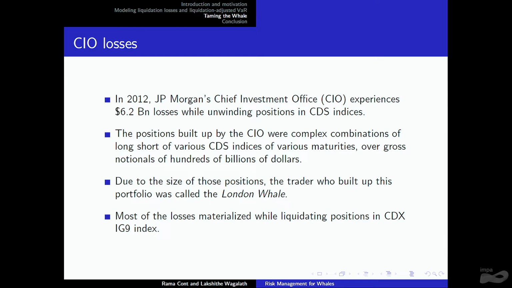So that's why the trader, who was actually a French trader, yes. But the size here, yeah. This guy, this big trader, was called the London whale because he was building such big positions compared to the liquidity of the asset.